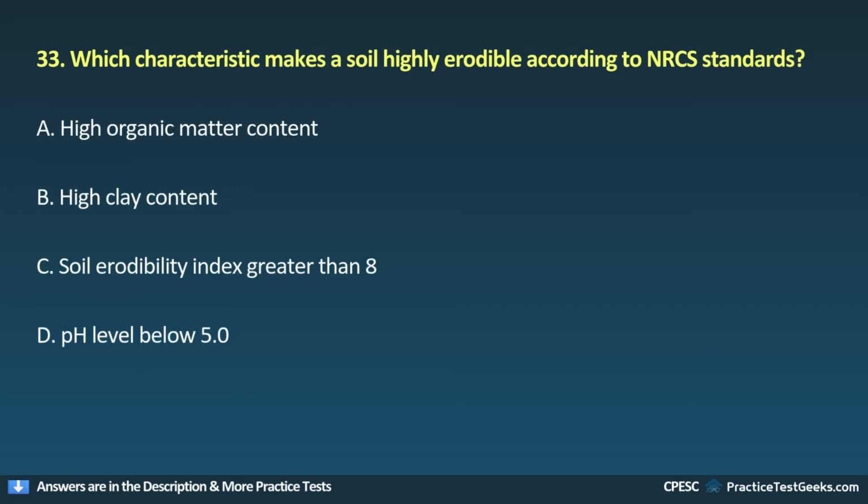33. Which characteristic makes a soil highly erodible according to NRCS standards? A. High organic matter content. B. High clay content. C. Soil erodibility index greater than 8. D. pH level below 5.0.